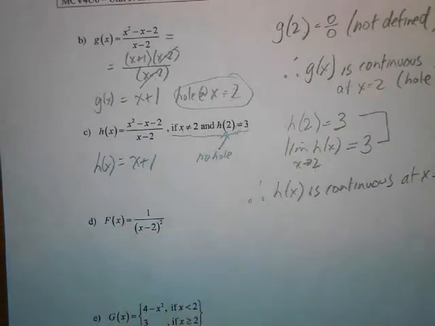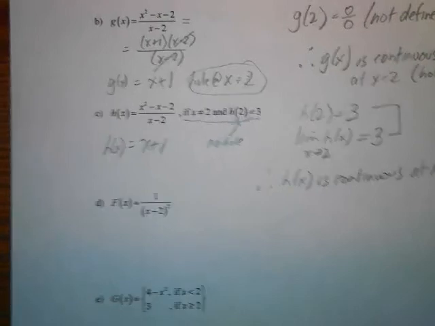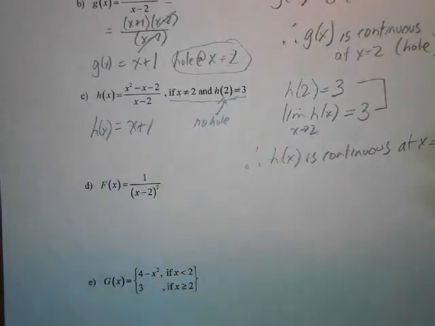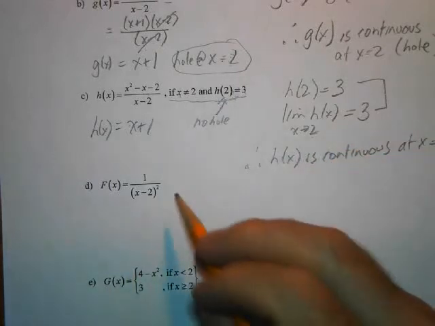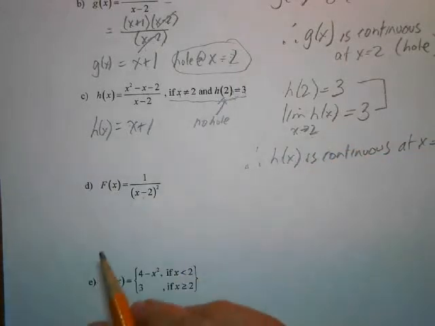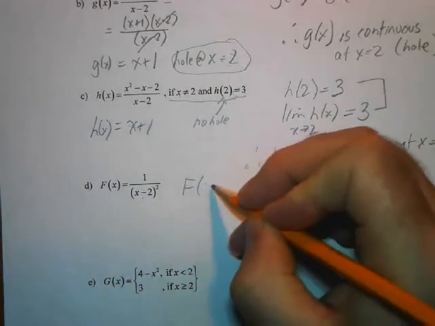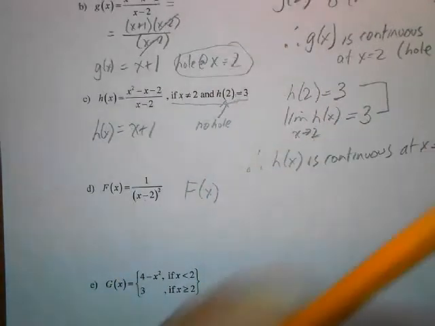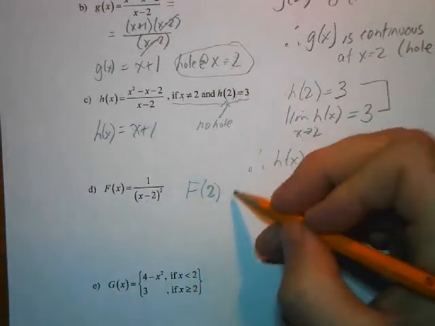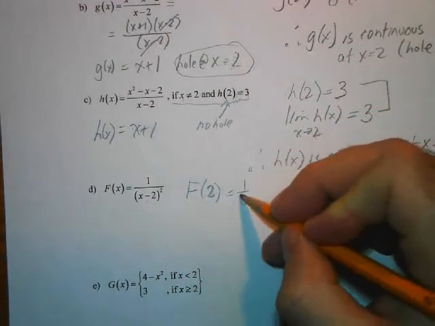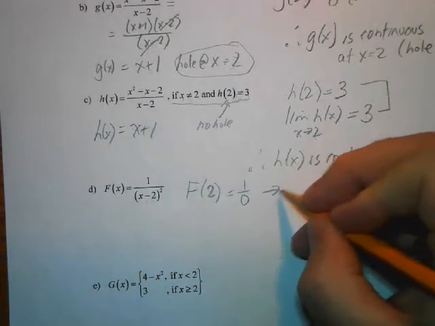Okay, so here we have another rational function. This time we have 1 on the top over x minus 2 squared. And again, we're checking: is it continuous at x equals 2? As soon as we plug in, this is capital F of x, sorry, we want to plug in capital F of 2, you can see again we're going to get 1 over 0, because we get a 0 squared on the bottom, and this is undefined.